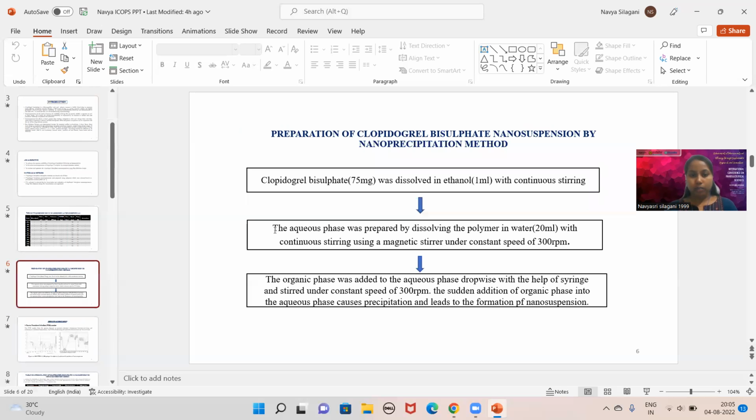And coming to preparation of propyl bisulfate nanosuspension by the nanoprecipitation method, 75 mg of propyl bisulfate was dissolved in ethanol with continuous stirring, and the aqueous phase was prepared by dissolving the polymer in 20 ml of water with continuous stirring using a magnetic stirrer at a constant speed of 300 rpm. The organic phase was added to the aqueous phase dropwise and stirred at the constant speed of 300 rpm. The sudden addition of organic phase into the aqueous phase causes precipitation and leads to the formation of nanosuspension.